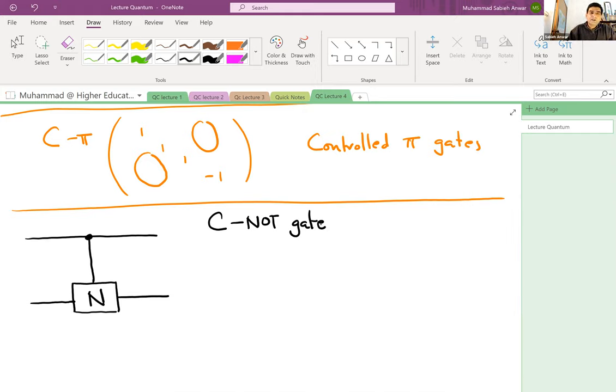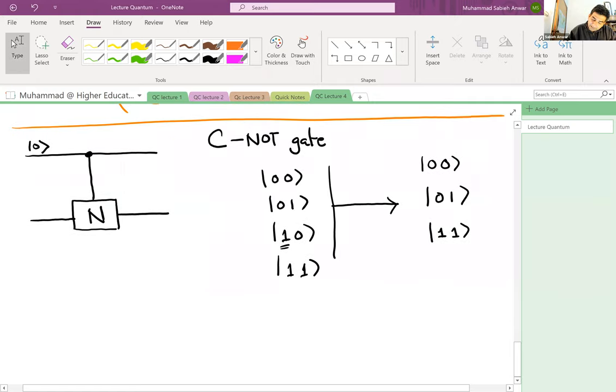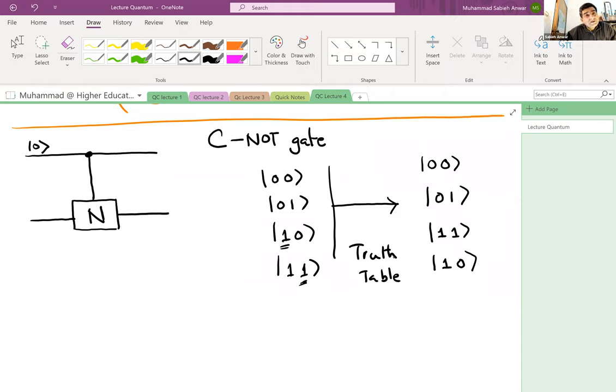Now the property of the controlled NOT gate is very straightforward. Once again, it's a two qubit gate. So I identify the four input basis states. 0, 0 goes to 0, 0, nothing happens. 0, 1 goes to 0, 1, nothing happens because the control qubit is 0. If the control qubit is 1, it inverts the target qubit. And if the control qubit is 1, it inverts this 1 and it makes it go into 1, 0. So this is the truth table for a controlled NOT gate. So what happens to the second qubit depends upon what is the state of the first qubit. Now, this is really important.